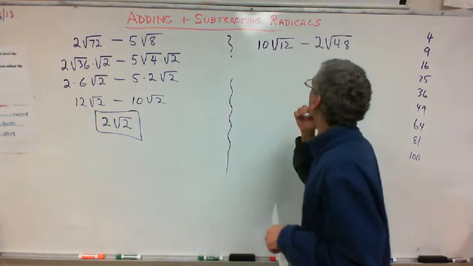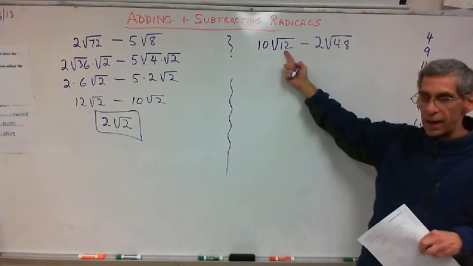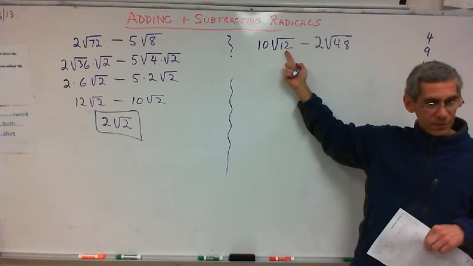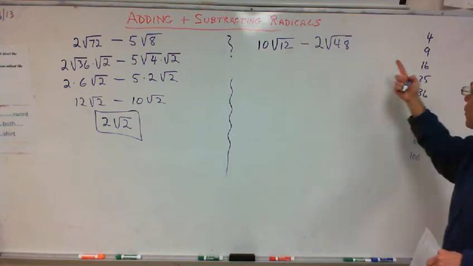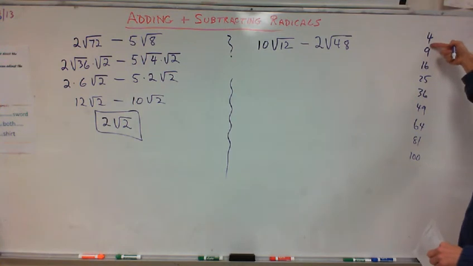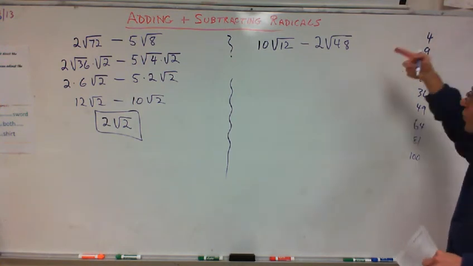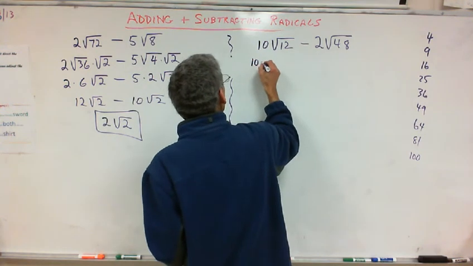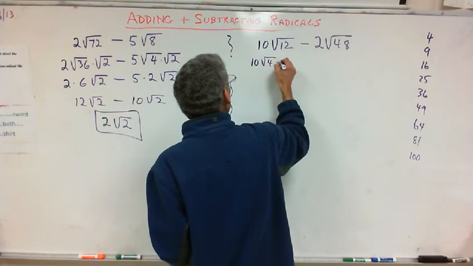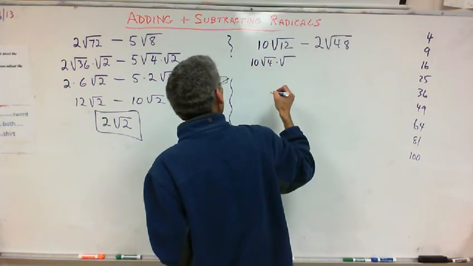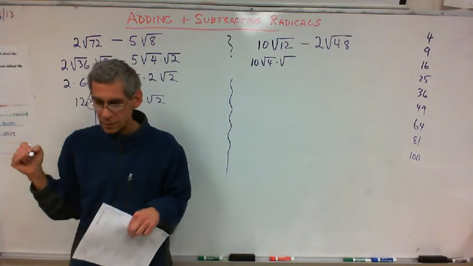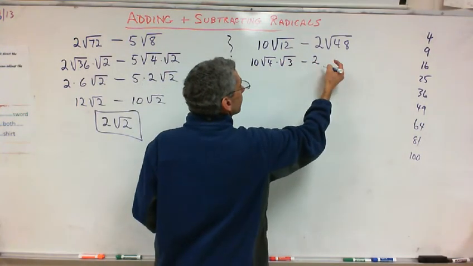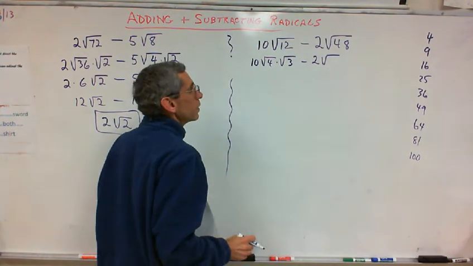So, half of 12 is 6, right? Yes. So I go over to 6, and there's no 6, so I have to go below that, which is 4. You guys okay? Yeah. 10 times the square root of 4 times the square root of 3 minus 2 times the square root of 48.